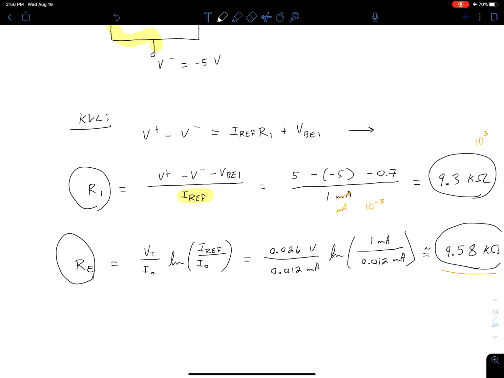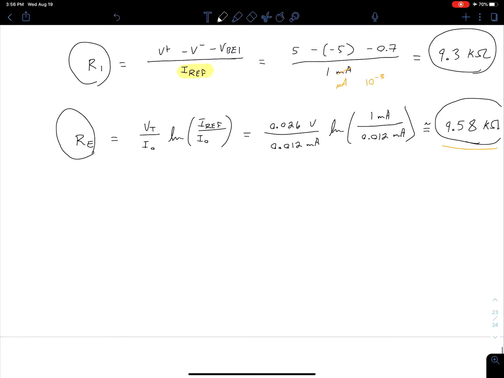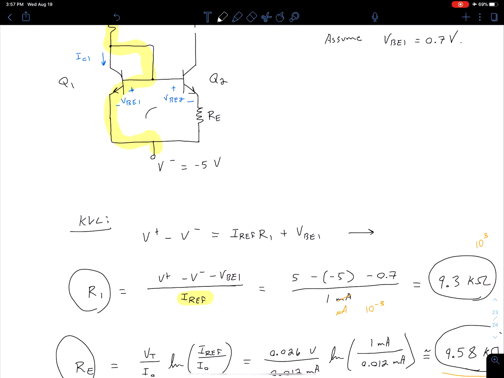Okay, so that's sort of the easy way to do this if we're asked to solve for these resistors. And one thing I want to note before we look at if we want to solve for I naught: let's first just note the difference for our base emitter voltages. So our VBE1 minus VBE2, we know is approximately equal to I naught times RE. That was something we found as we were doing our derivation, and we know that just comes from a KVL around this bottom loop here.